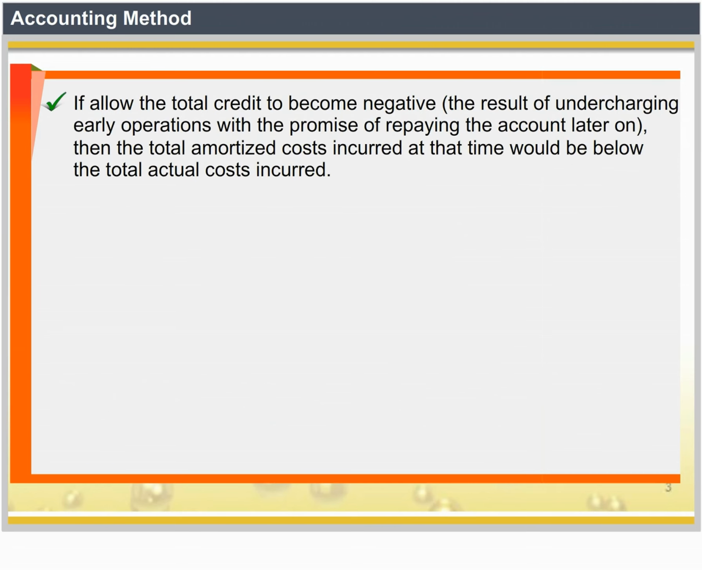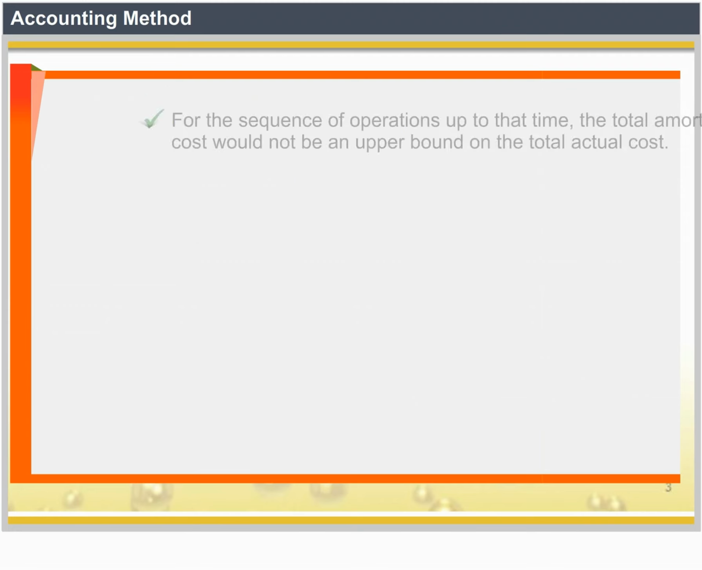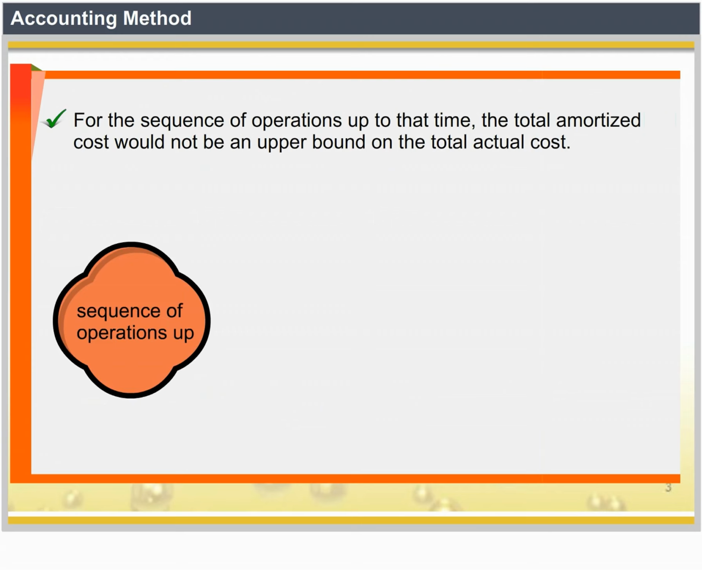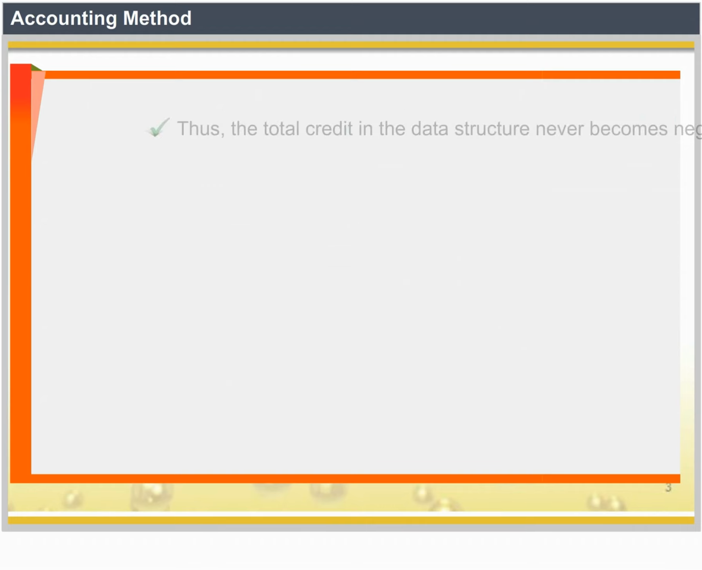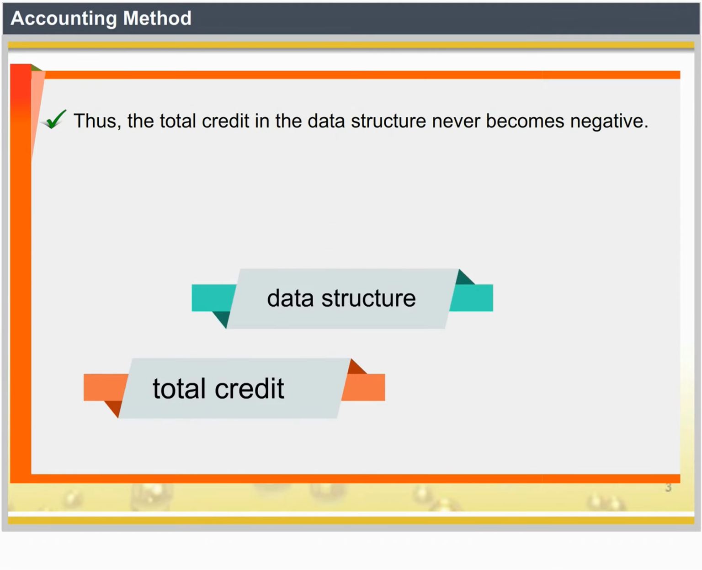If we allow the total credit to become negative, as a result of undercharging early operations with the promise of repaying the account later on, then the total amortized cost incurred at that time would be below the total actual cost incurred. For the sequence of operations up to that time, the total amortized cost would not be an upper bound on the total actual cost. Thus, the total credit in the data structure must never become negative.